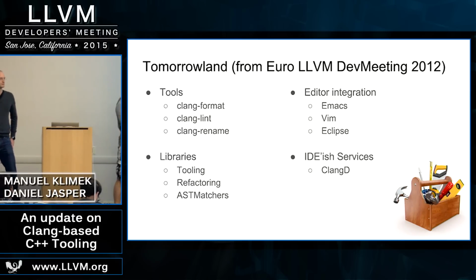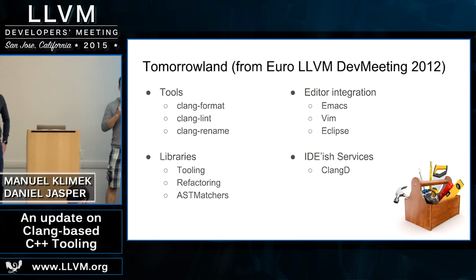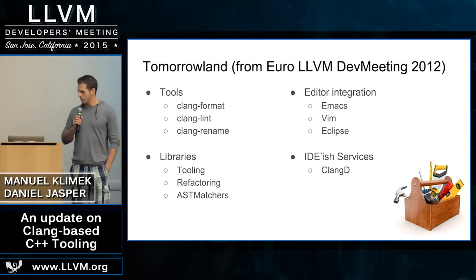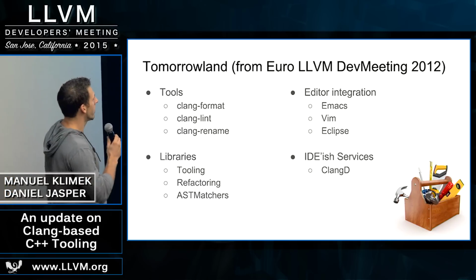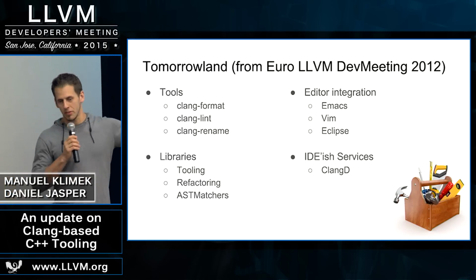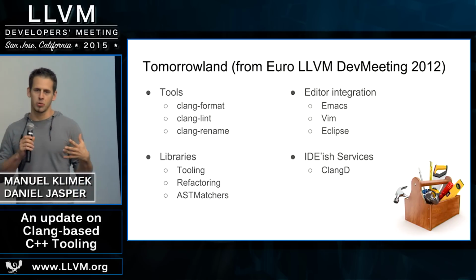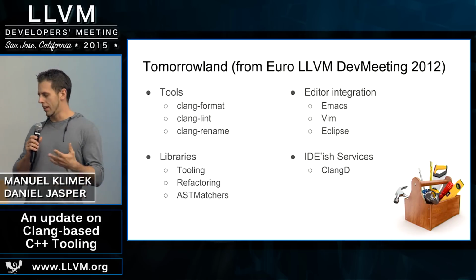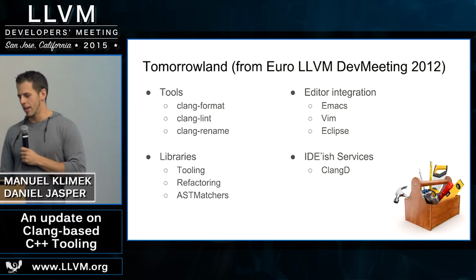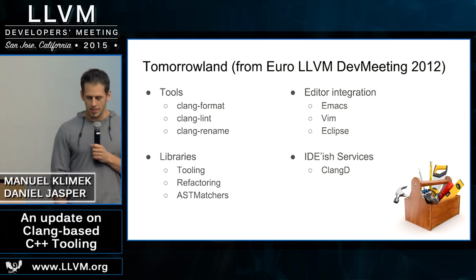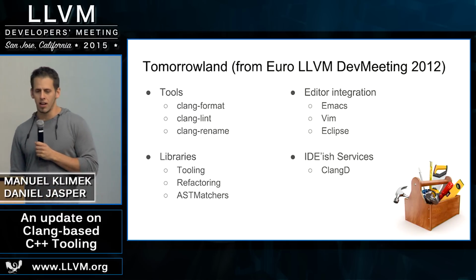About 3.5 years ago, Manuel was at the LLVM dev meeting in Europe and presented this slide as the conclusion of his talk, which is: we need all of these things, right? So we need different Clang-based tools for automated formatting, linting, renaming stuff. We need libraries for tooling, refactoring, for doing something smart with the AST, and a lot of other stuff.